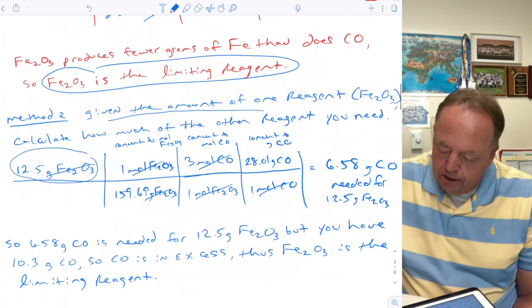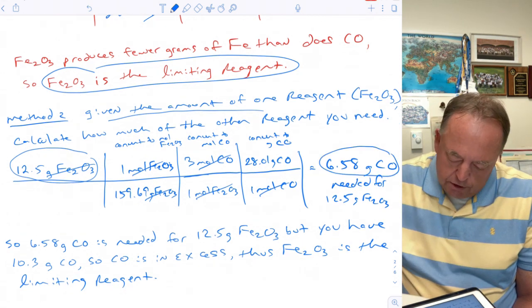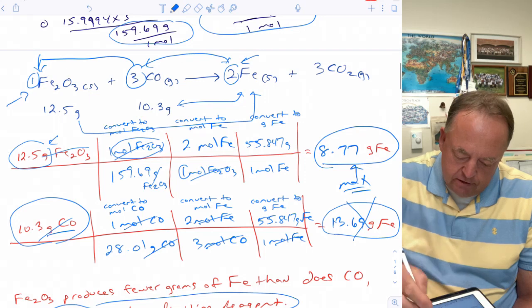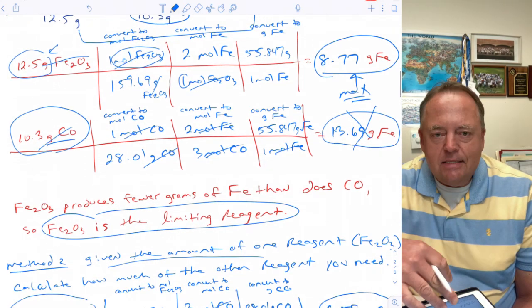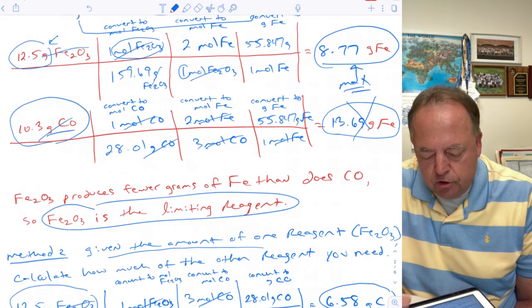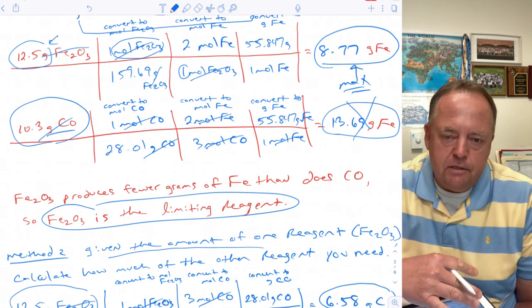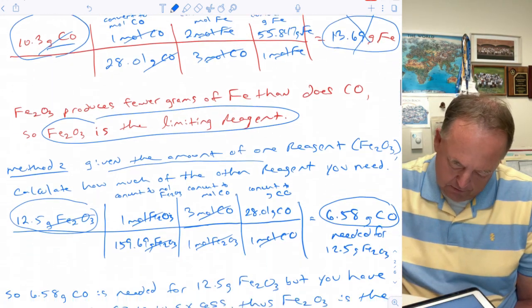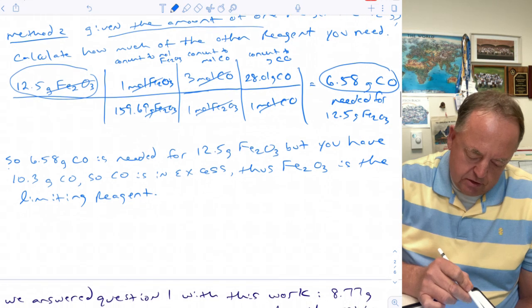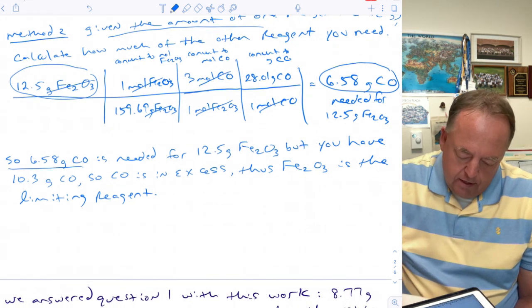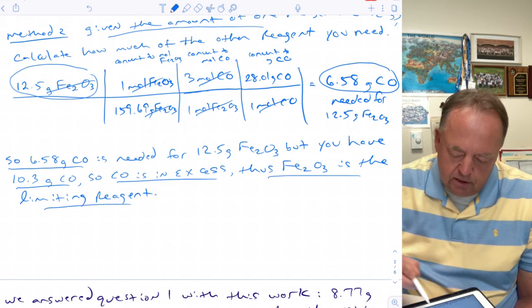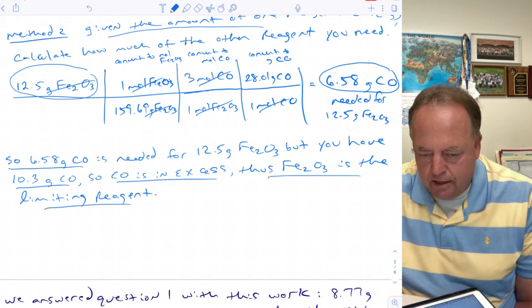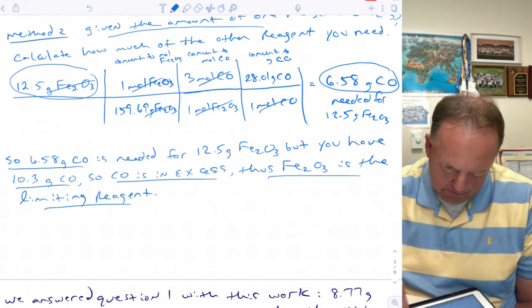So now you compare what you need to what you have, and what you have is 10.3 grams. So you need less carbon monoxide than you have. That means carbon monoxide is in excess. That means iron 3 oxide must be the limiting reagent. Okay, so since 6.58 grams is needed, but you had 10.3 grams, CO is in excess, and Fe2O3 then is the limiting reagent. So either way allows you to figure out the limiting reagent.